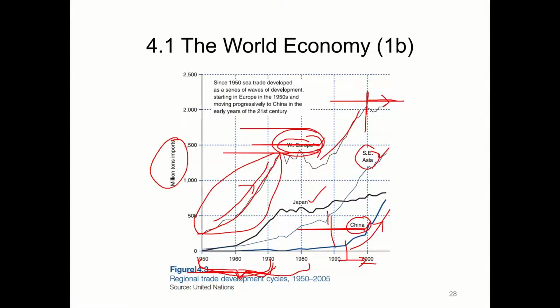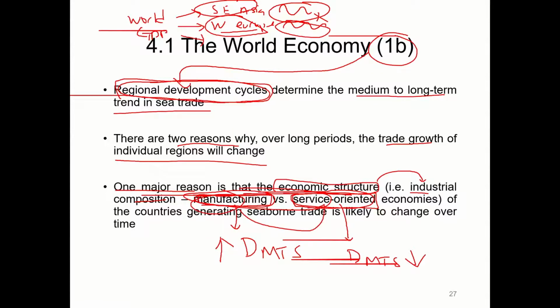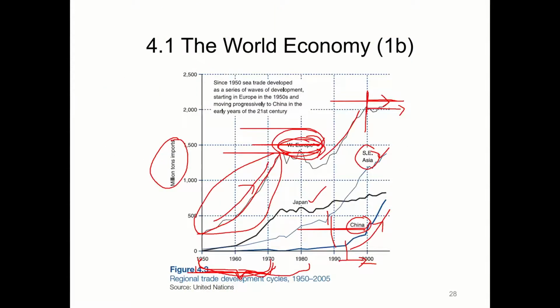And as a result, the economy of Western Europe has changed from primarily manufacturing to service-oriented. And therefore, you see that the demand for maritime transport services has stagnated, whereas for Southeast Asia and China, it continues to grow. For Japan, it is very similar to Western Europe. It started its industrial revolution very early, and then we noted a shift in their industrial composition from manufacturing to perhaps more service-oriented.